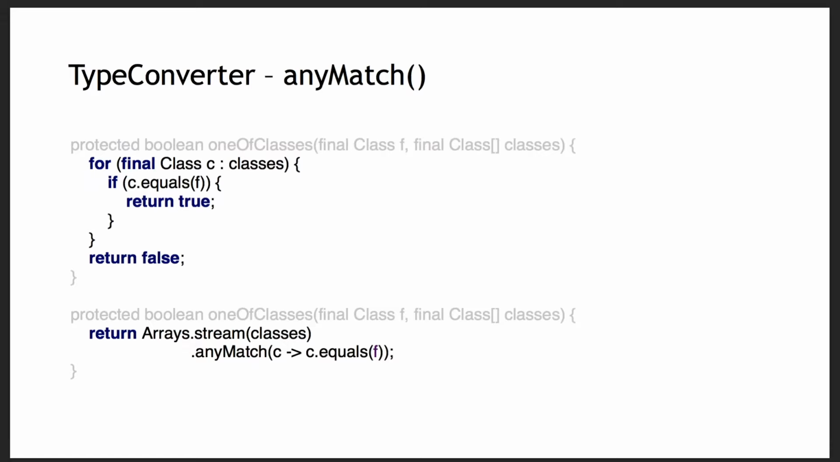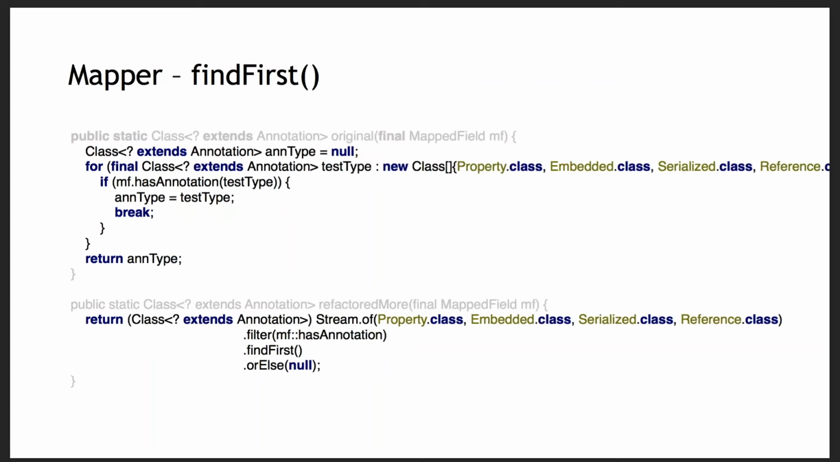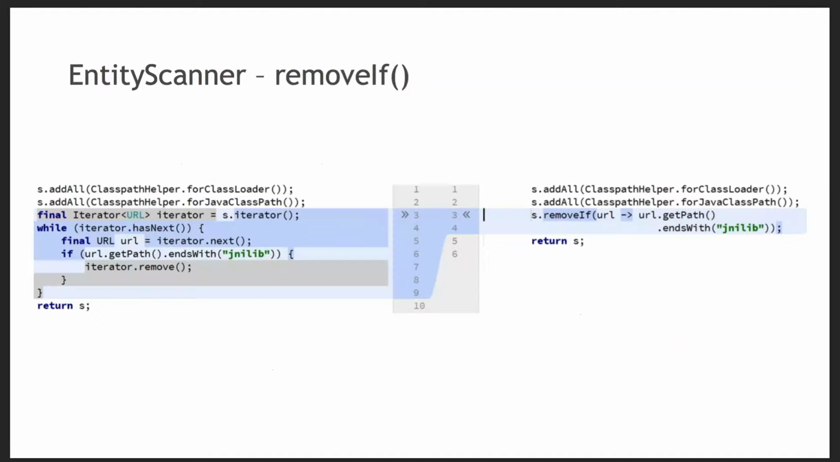The AnyMatch is again a bit more descriptive, a bit less code, but it's not so much about the bit less code, it's more about what is this thing doing? Well, it's just telling you if anything matches this particular criteria. And the same thing with FindFirst. FindFirst just allows you to state, this is the thing we're looking for, something with this annotation. And of course, removeIf, you just lose a whole lot of boilerplate and you're left with only the thing you care about, only the pattern that you want to remove.